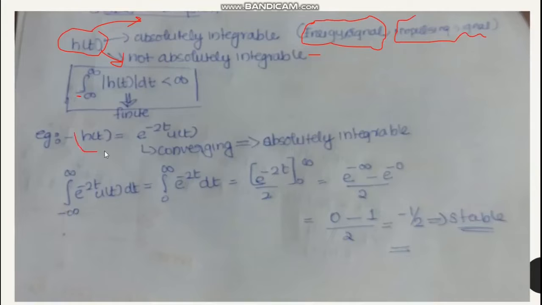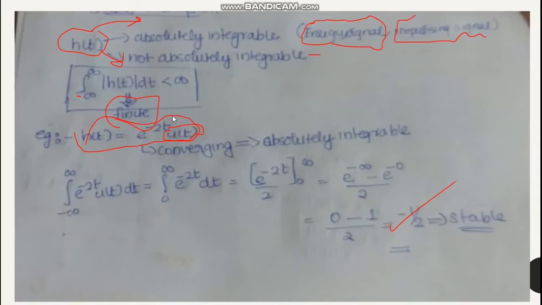Now consider h(t) equal to e raised to minus t u(t). If you are multiplying this with u(t), you studied that u(t) is a causal signal. That means our h(t) is equal to 0 for t less than 0, right? So this u(t) exists only from 0 to infinity. So our integral from minus infinity to infinity of e raised to minus 2t u(t) dt becomes the integral from 0 to infinity of e raised to minus 2t dt. When you integrate this, you will get a finite value. If you are getting a finite value, this means our system is stable.